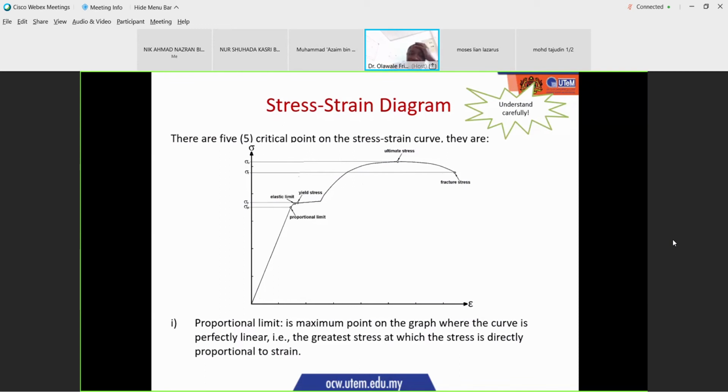So your proportional limit is the maximum point on the graph where the curve is perfectly linear. That is, your stress is directly proportional to your strain. The same increment in stress produces the same increment in strain. If the increment in strain is 1, 1, 1, your increment in stress is 5, 5, 5. 5 increment produces 1. Another 5 increment produces 1. That is direct proportionality. So that is your proportional limit.